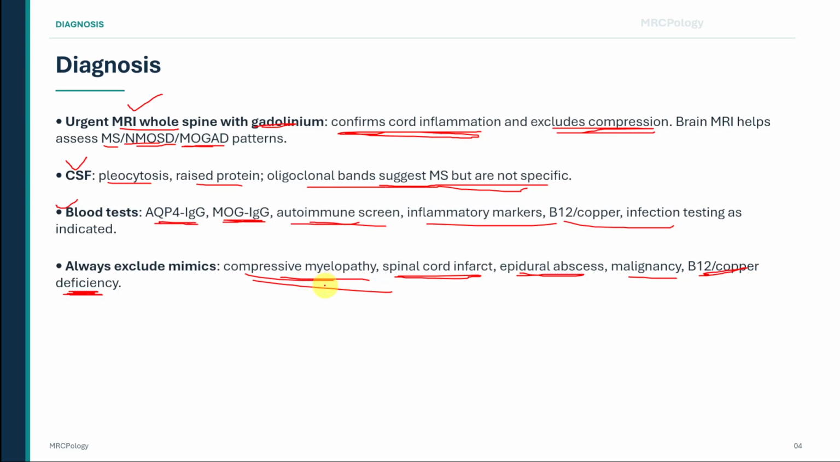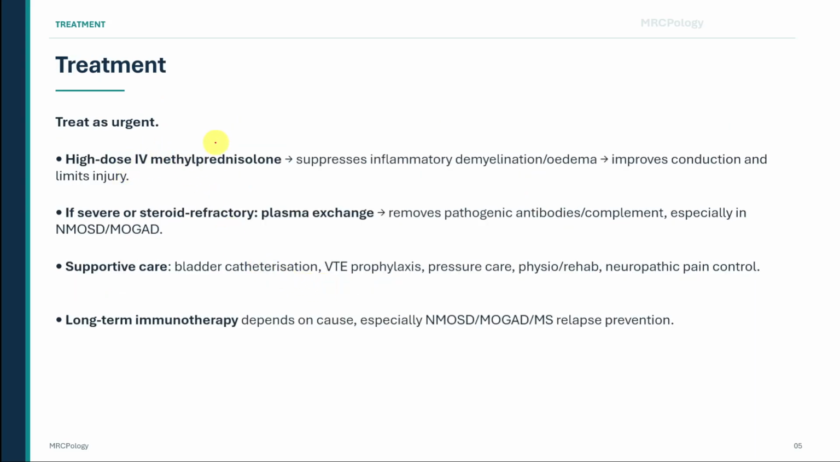Treatment is urgent. High-dose intravenous methylprednisolone is first line because it suppresses inflammatory demyelination and cord edema. Reduced inflammation can improve conduction through demyelinated pathways and may limit further injury. If the presentation is severe, or if there is poor response to steroids, plasma exchange is considered. This is especially important in antibody-mediated disease such as neuromyelitis optica spectrum disorder and MOG antibody disease. The principle is simple. Plasma exchange removes pathogenic antibodies and complement from the circulation.